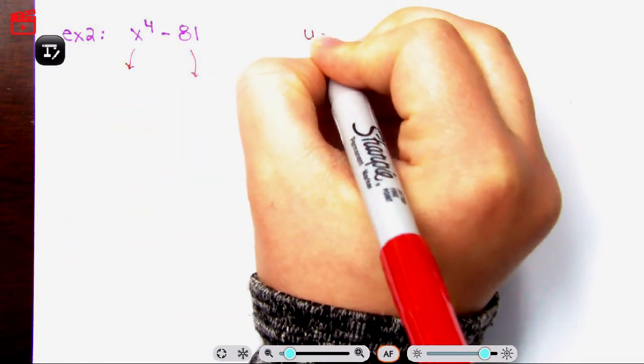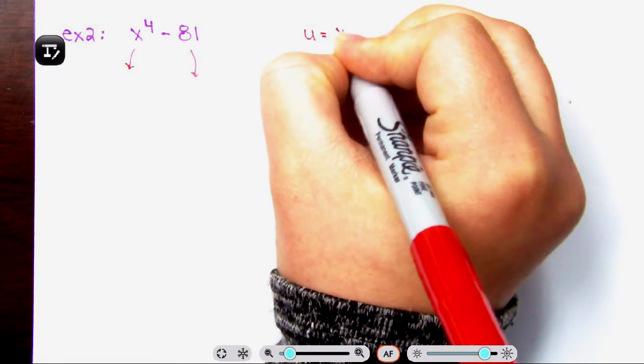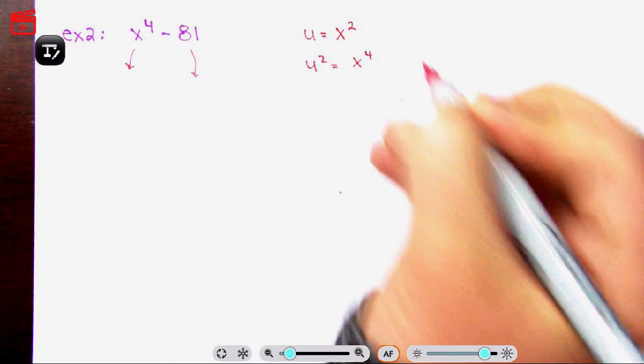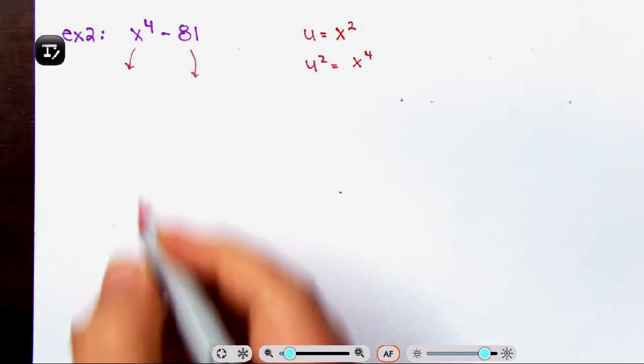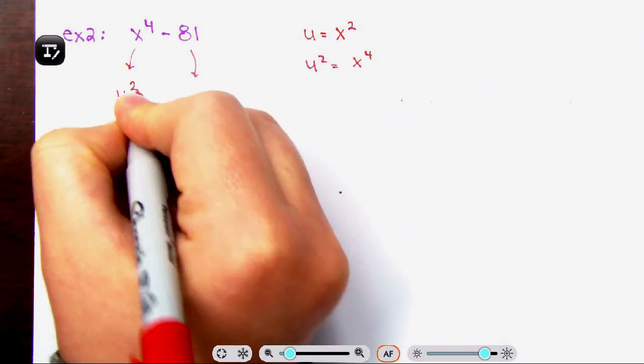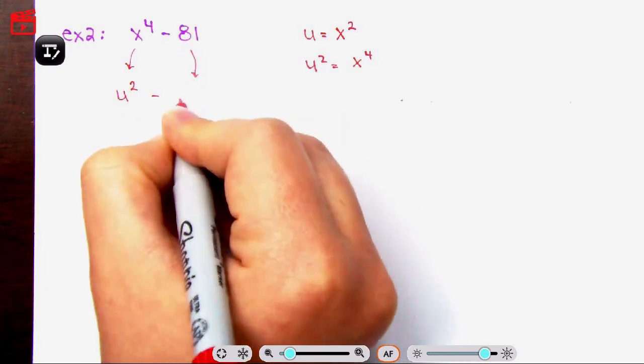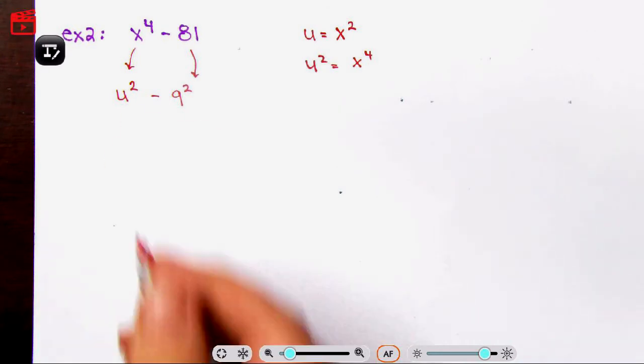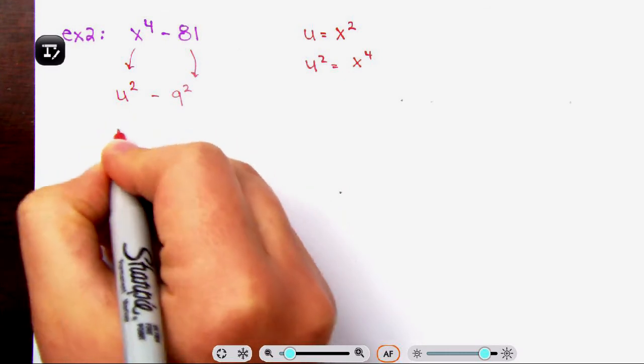So let's say U is equal to x squared. So U squared is equal to x to the 4th. So if I have U squared equal to x to the 4th, this is U squared minus, and I know 9 squared is 81. Now you don't have to do it this way, but you can use substitution whenever you need to.